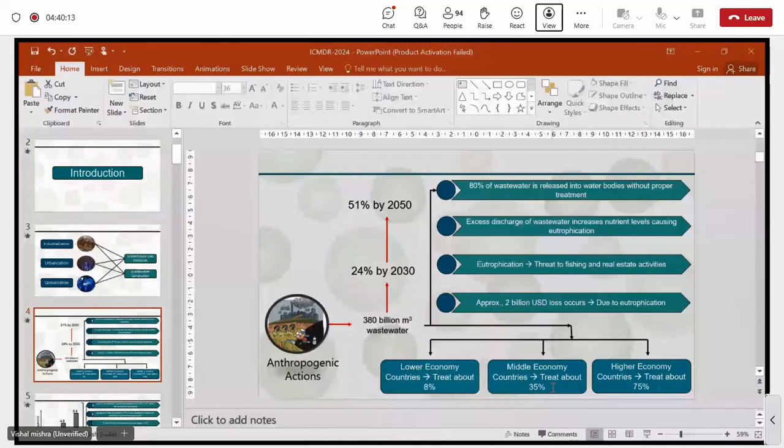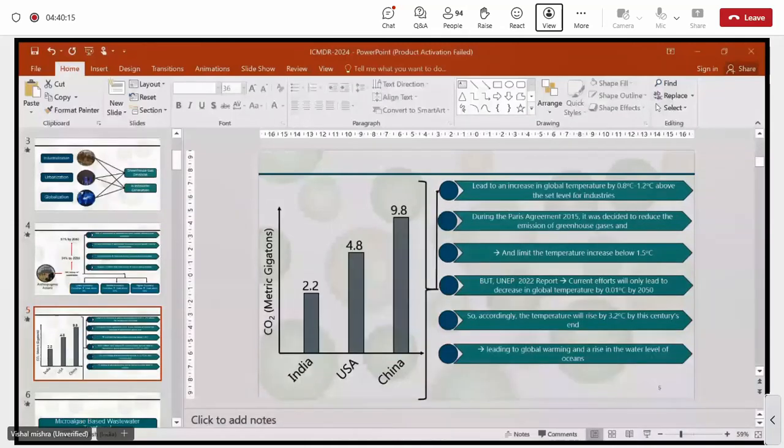So this is the CO2 emission in terms of metric gigatons in India, US, and China. I've compiled all the countries, tried to show all the countries, and there is an increase in the global temperature of around 0.8 to 1.2 degrees centigrade above the pre-industrial level. During the Paris Agreement in 2015, it was decided to reduce the emission of greenhouse gases, but to date, no such strong action has been taken up. And the limit of temperature increase is below 1.5 degrees centigrade.